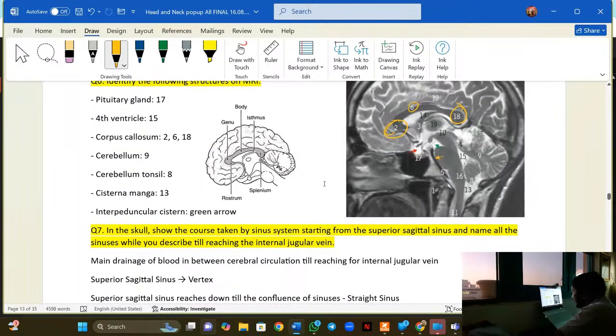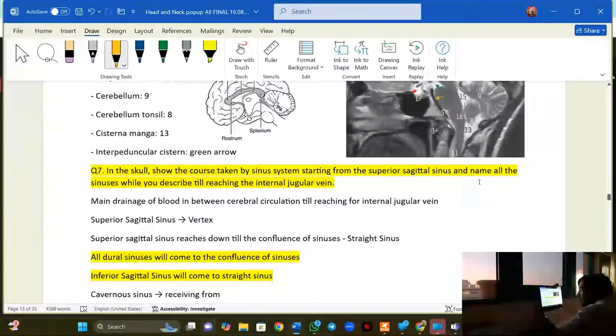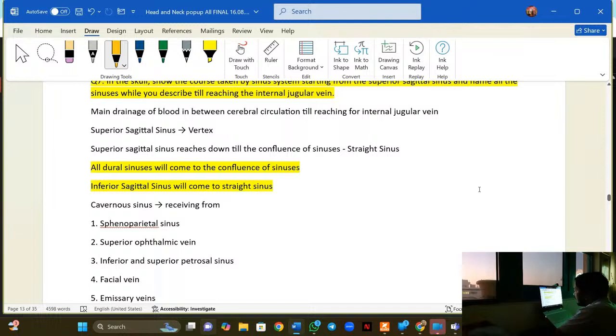Identify the following structure. The pituitary gland, in the skull. Show the sinuses. All dural sinuses will come to the confluence of sinuses.